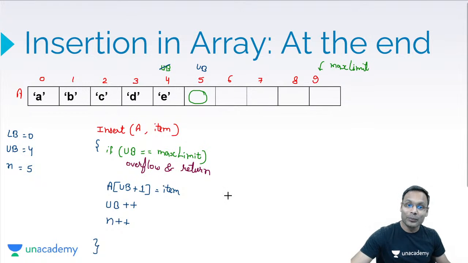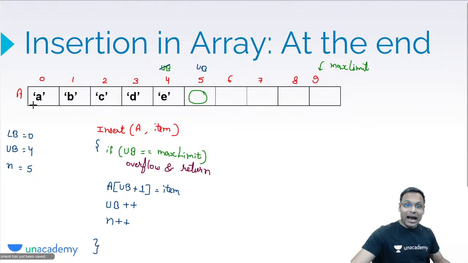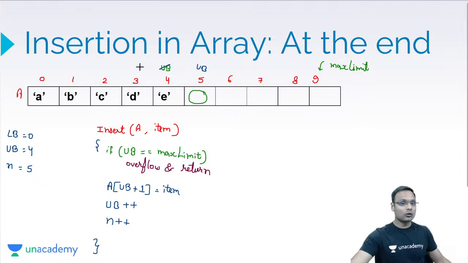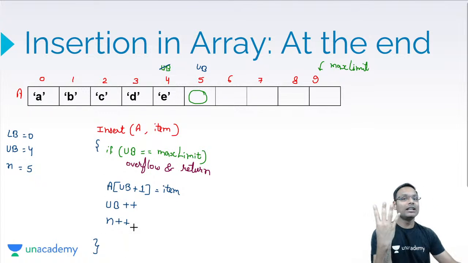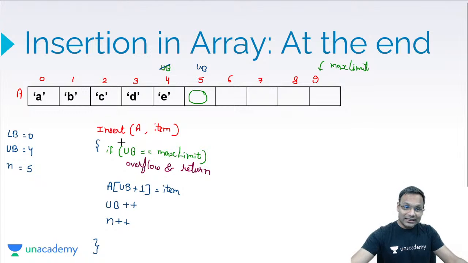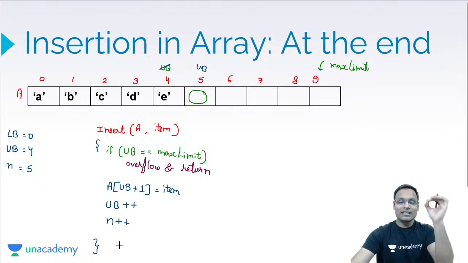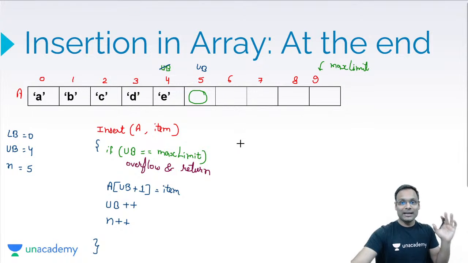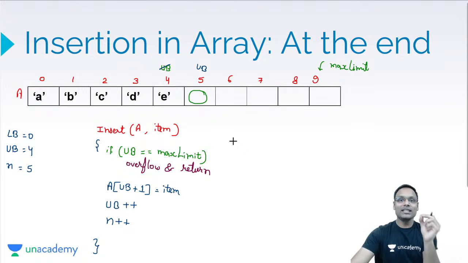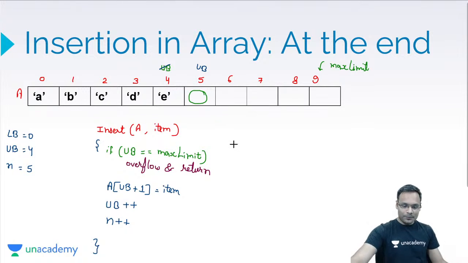If I have 5 elements, I'll have to run these 4 statements. And if I have 500 elements in the array, and there is empty space, how many statements will I have to run? The same 4. In this case the time complexity, the runtime complexity, will be independent of the number of elements, and that is where we write the complexity as constant.